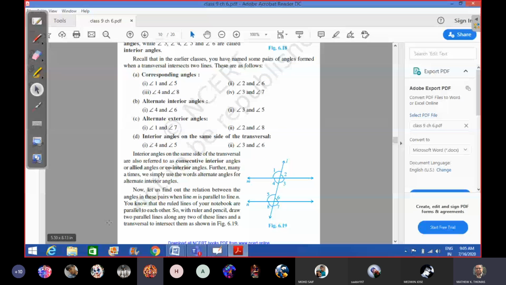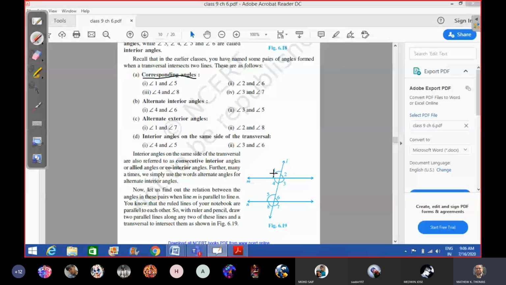Then very important, this is going to be very, very important. What are corresponding angles? You know the meaning of exterior and interior? Exterior are the outside angles. You can mark 1, 2, 7, and 8 as exterior angles. 3, 4, 5, 6 are the interior angles. This is from the textbook only, so in case you wish, you can refer to the textbook also.